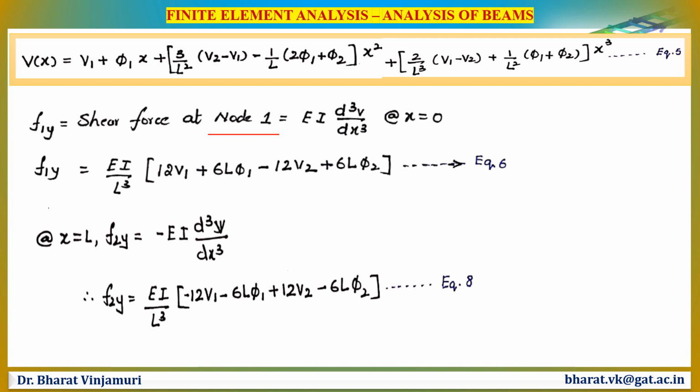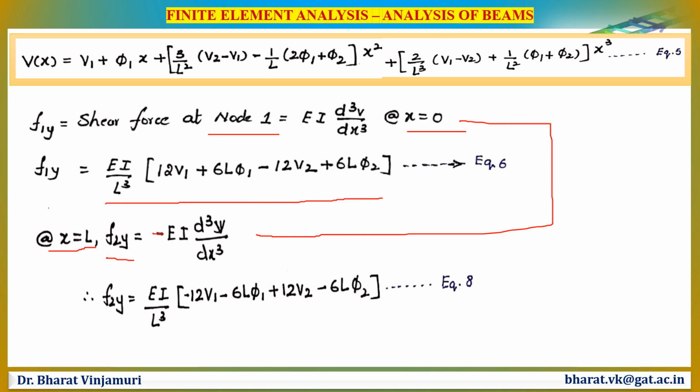Now we are going to find the shear force at node 2. See the common things in these two equations. The shear force at node 1 is EI d cube v by dx cube at x equal to 0. Now at node 2, that is at x equal to L, it is exactly the inverse of this. The direction is reversed. It is positive here and negative there. So without much effort, the sign of this equation can be changed directly here.